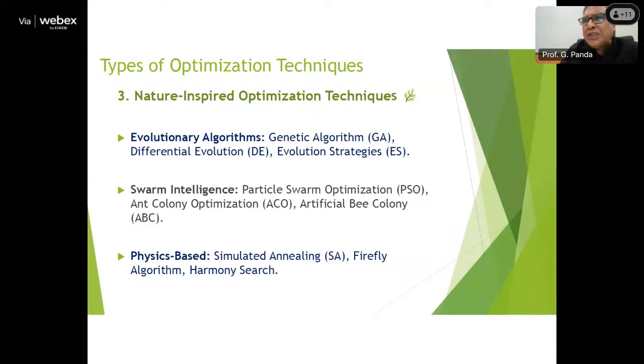Let us focus. My talk focuses on nature-inspired optimization technique. This can be split into evolutionary algorithm. For example, genetic algorithm, differential evolution are a series of algorithms which are based on evolutionary strategy. I'll give an example, survival of the fittest.